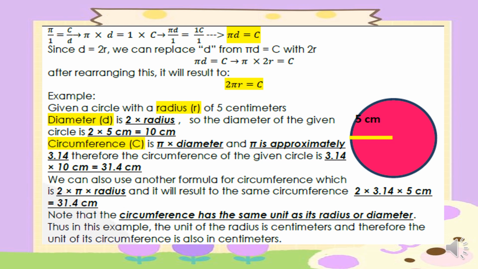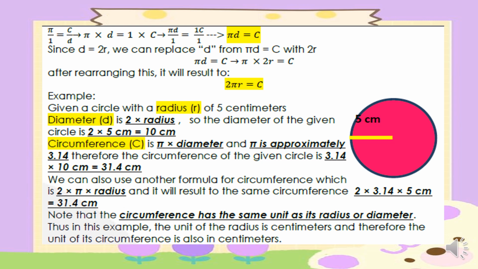Okay, the circumference C is pi times diameter, and pi is approximately 3.14. Therefore, the circumference of the circle is 3.14 times 10 centimeters. That is equivalent to 31.4 centimeters. We can also use another formula for the circumference, which is 2 times pi times radius, and it will result in the same circumference, which is 2 times 3.14 times 5 centimeters. That is equivalent to 31.4 centimeters.